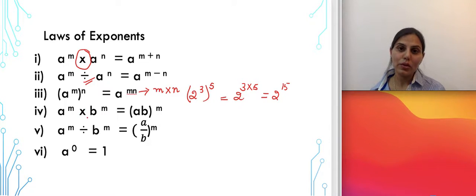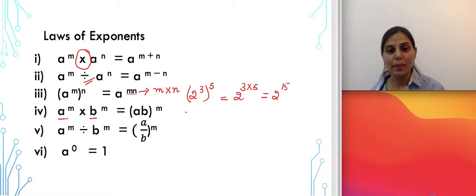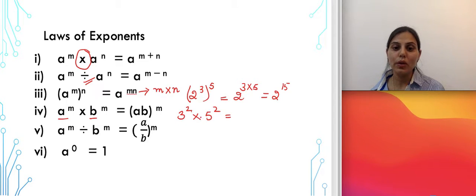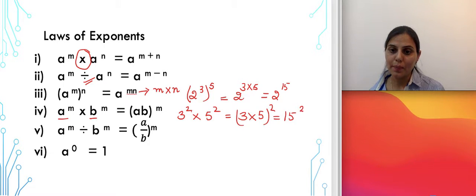Similarly, in the next law you have different bases, that is a and b are different but their power is same, that means we need to multiply the bases. For example, if you have 3 square multiplied by 5 square. Here 3 and 5 are different bases but their exponents are same. So we can write this as 3 multiplied by 5 whole square, or this can also be written as 15 square. The same thing applies for division also. If you have two bases which can be divided but their exponents are same, then we need to divide them and apply the common exponent. Anything raised to the power 0 is always equal to 1.